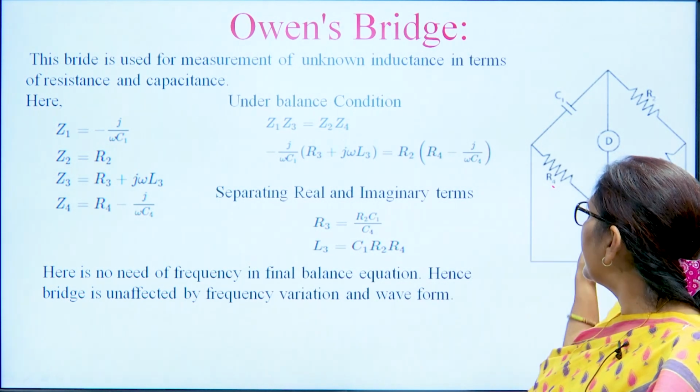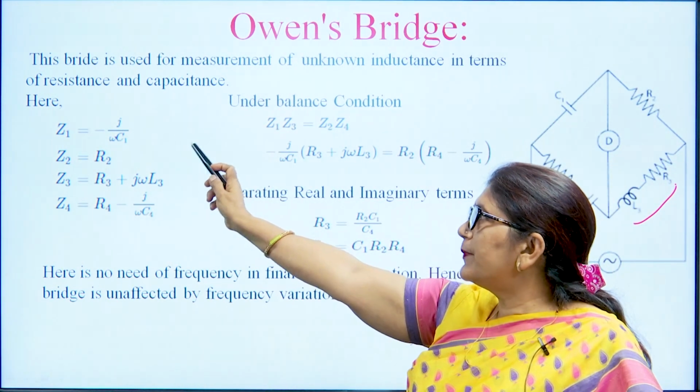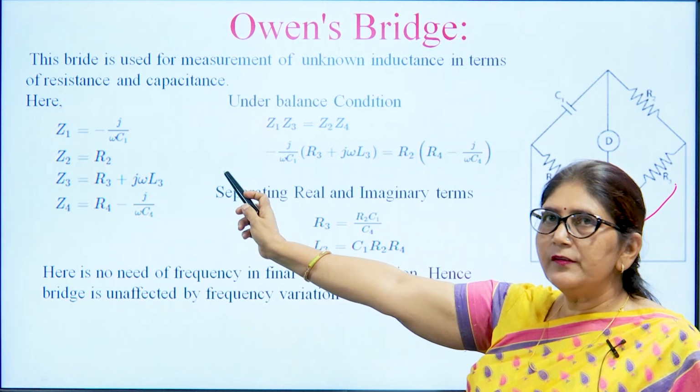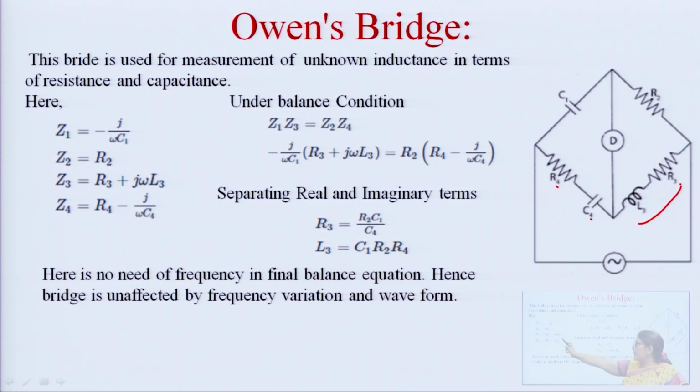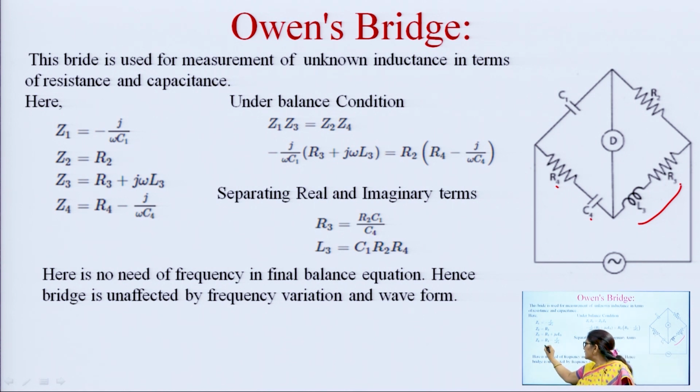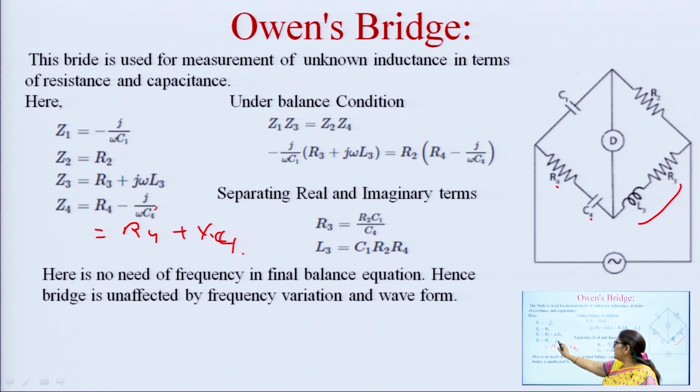So, again we can write that Z1 is equal to minus j by omega C1 because it is a capacitance, Z2 is equal to R2, Z3 is equal to R3 plus j omega L3, and Z4 is equal to R4 plus X4. So, X4 is equal to 1 by j omega C4, and then multiplying j in denominator and numerator we will get this value.